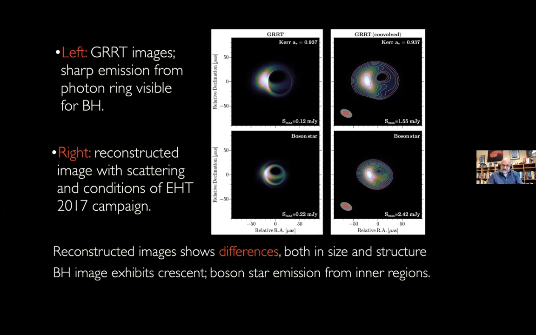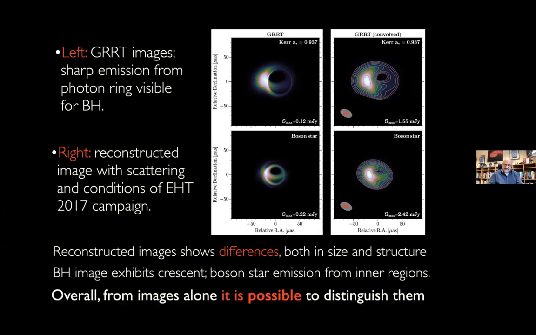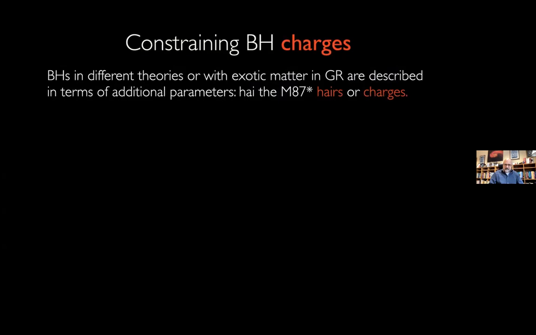But then if you want to match this one over here in size, you will need too large of a mass, which is not compatible with the observations. So in light of this, you can conclude that it is possible to distinguish boson stars, accreting boson stars, from black holes, at least the boson stars we have looked at. You can also constrain charges.